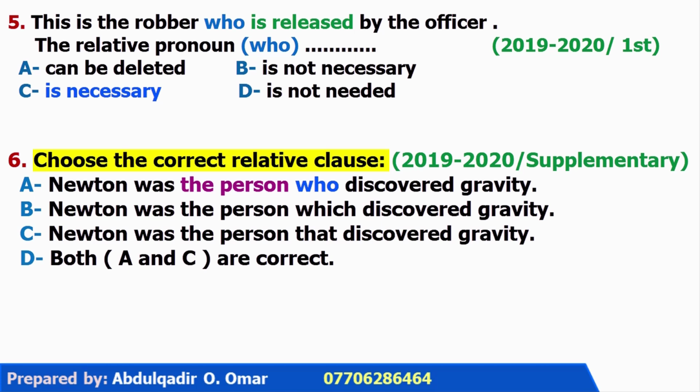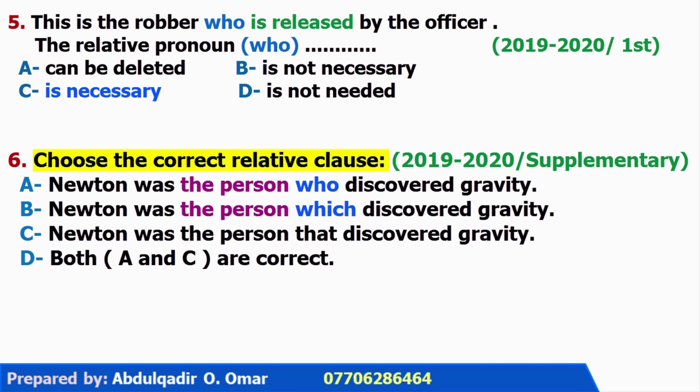Option B. Newton was the person which discovered gravity. Here there is a problem. There is no agreement between the word person and the pronoun which, since which doesn't refer to people, it only refers to things or animals. So this option is wrong.